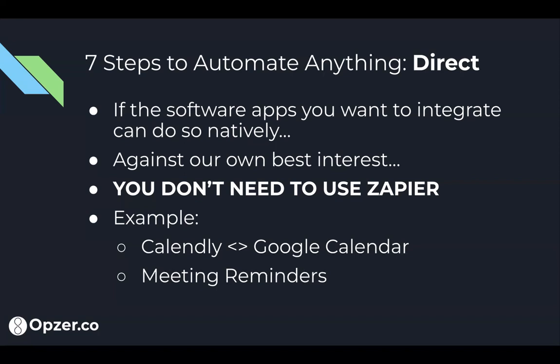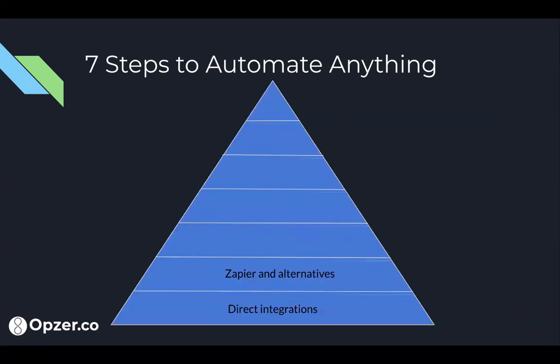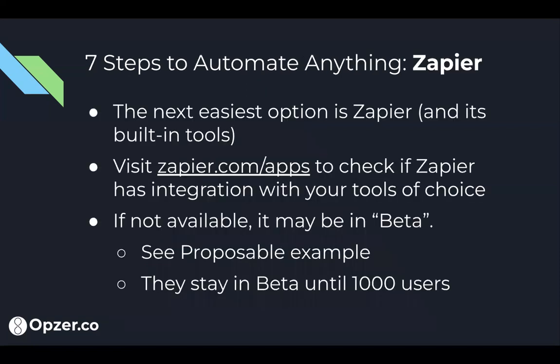So it requires relatively little maintenance compared to the other ones we're going to talk about. The second step is Zapier and alternatives. So any Zapier competitor will fall into this category. It's the next easiest option.